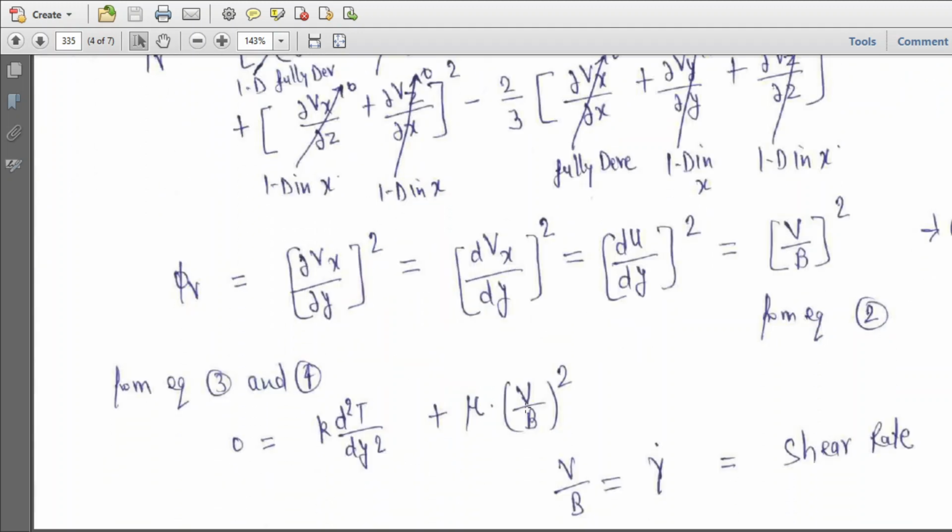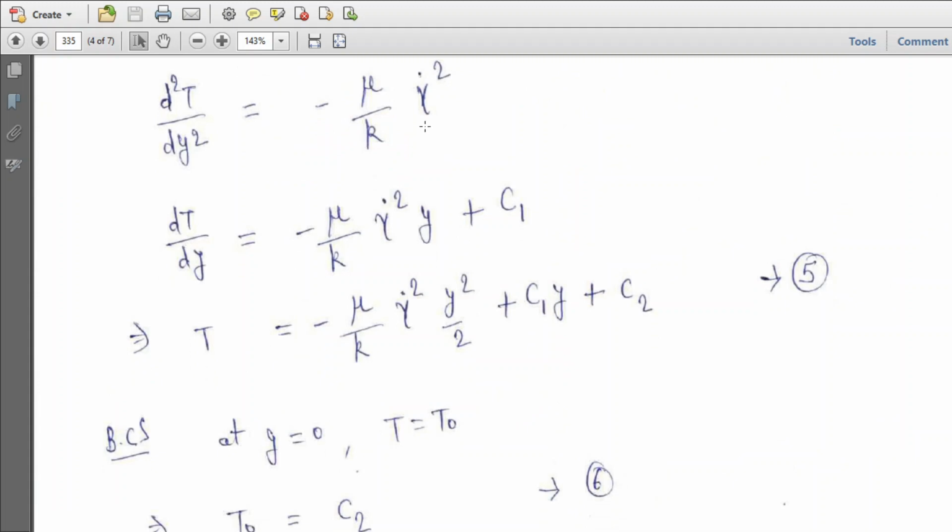So from here we can use equations 3 and 4: 0 = k d²T/dy² + μ V²/b². Here V/b is γ̇, the shear rate. So we can solve this. Finally, T = −(μ/k) γ̇² y²/2 + C1 y + C2.